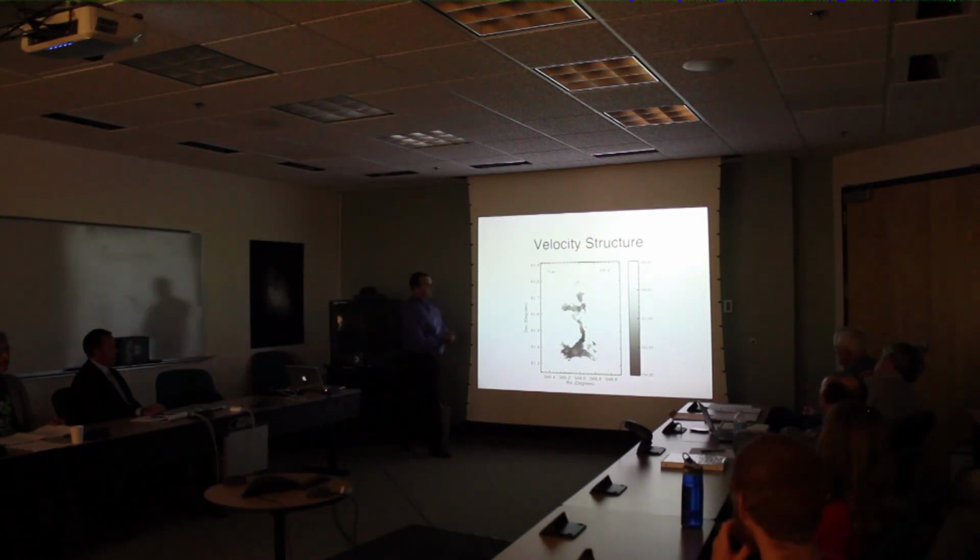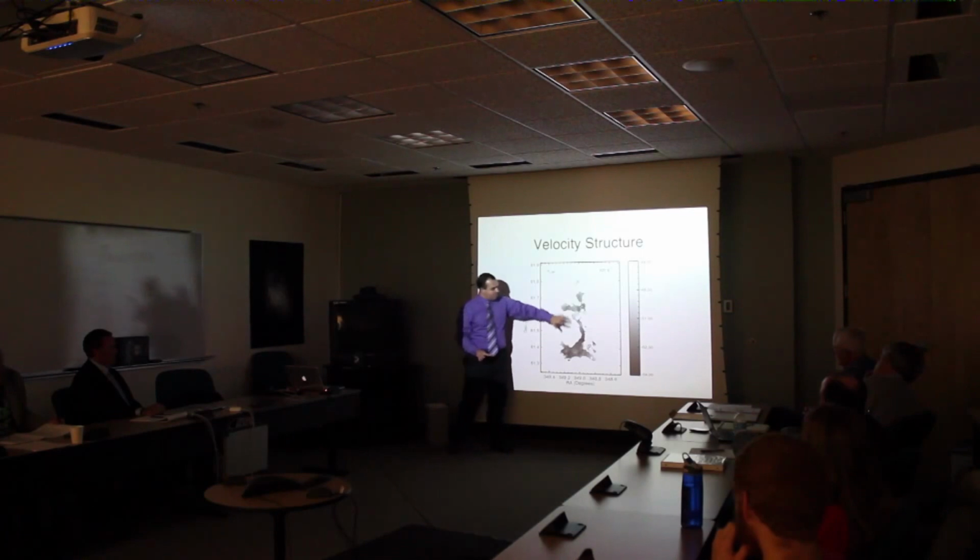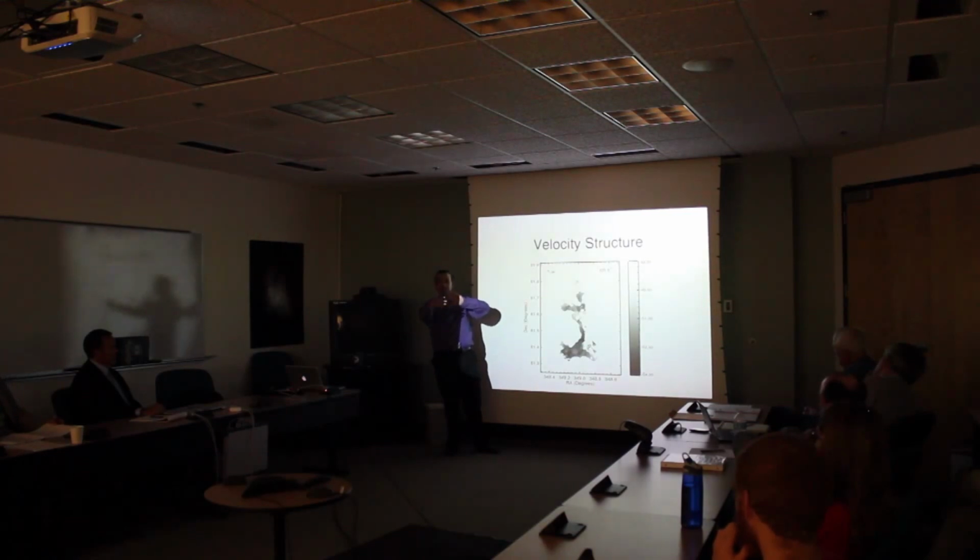We also fit for the velocity structure of the filament, and that can tell us a lot about how this filament is changing, or how this filament is connected in the sky. Now, let's say that this part of the filament was moving at a completely different speed than this part. Well, we'd say that those are two different clouds that just happen to be in the line of sight and appear to be connected.